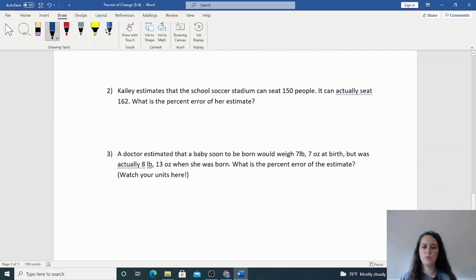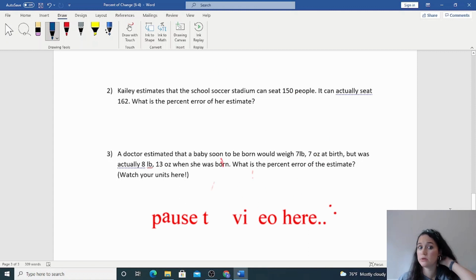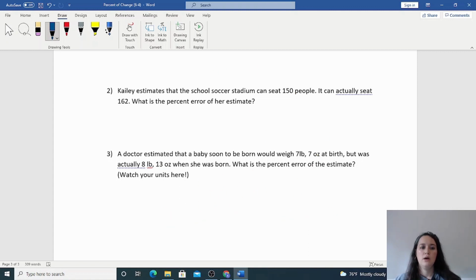Okay, a couple more and then we are all done. All right, yeah, here you go, 2 more. So try number 2 and number 3, pause it. Be careful on number 3 with your units. Convert everything to ounces.